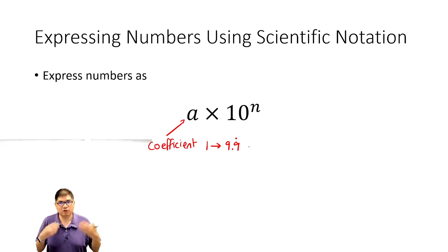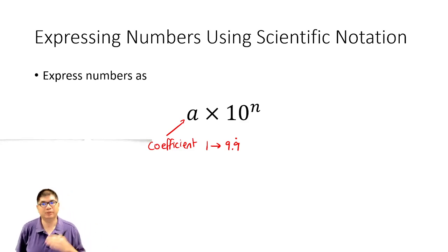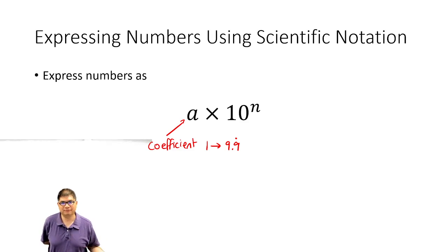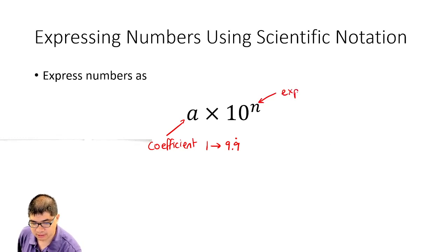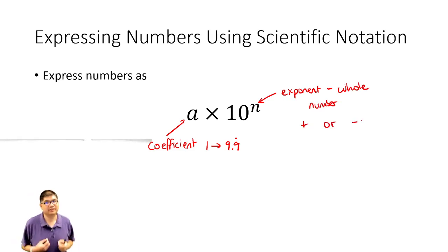So between 1 and 10. Not 10, but anything below 10. 1 point something, 9 point something. And it can be negative. Times 10 to the, and here's an exponent, which would be a whole number. This can be positive or negative.